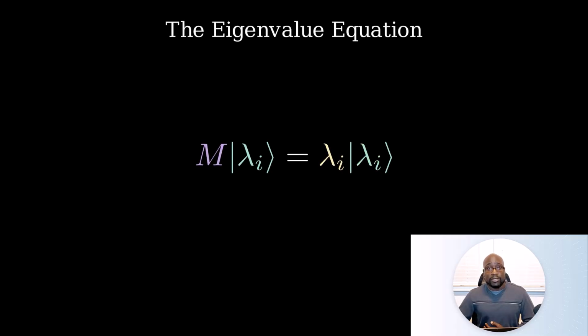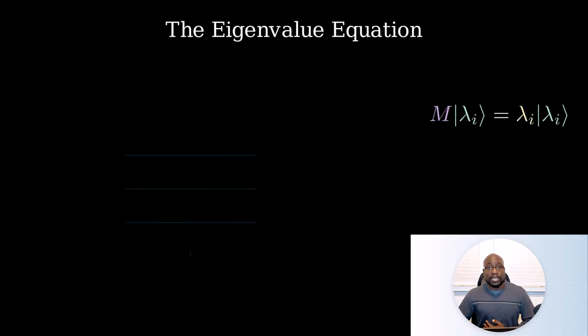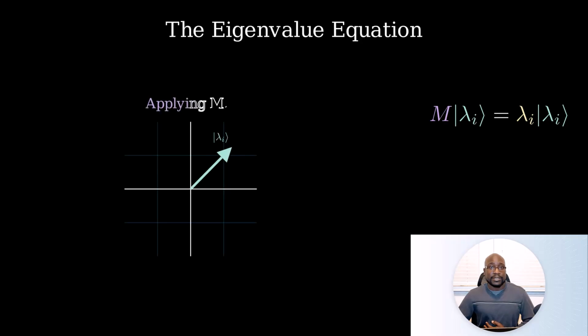In Dirac notation, we write this relationship as M ket of lambda i is equal to lambda i ket of lambda i. This equation says when the operator M acts on its eigenstate, you get back the same state scaled by the eigenvalue.